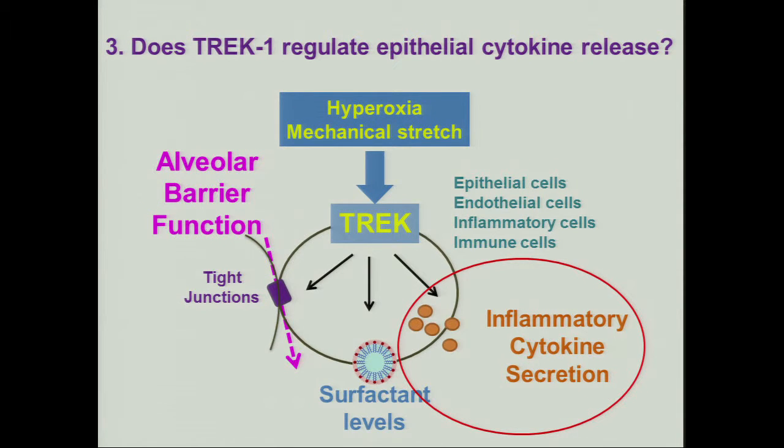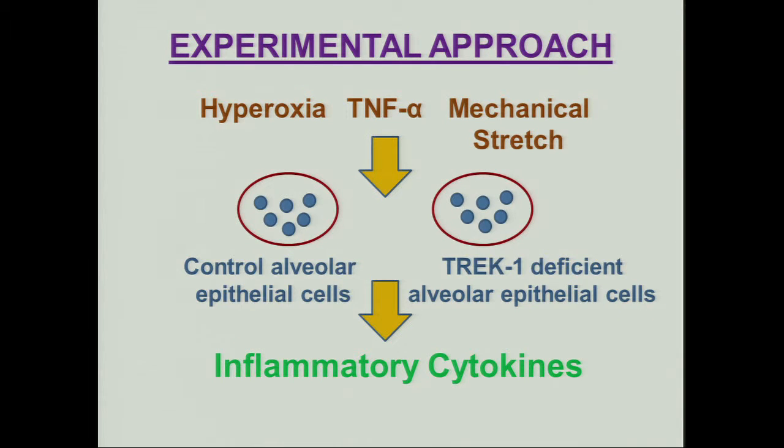Changing gears one more time a little bit, going back to our model, let's briefly talk about inflammatory cytokine secretion and the potential role of the TREK channels in inflammatory cytokine secretion. We had a very simple setup. We again used the main insults occurring in ventilator-induced ARDS, hyperoxia exposure and mechanical stretch. And here we also used TNF-alpha as a stimulus, which, as you remember, is a very important cytokine in the alveoli of ARDS patients. And again, we had our two cell types. We had our control cells, and then we had these other cells that were equal to control cells, except for missing the TREK1 potassium channel.